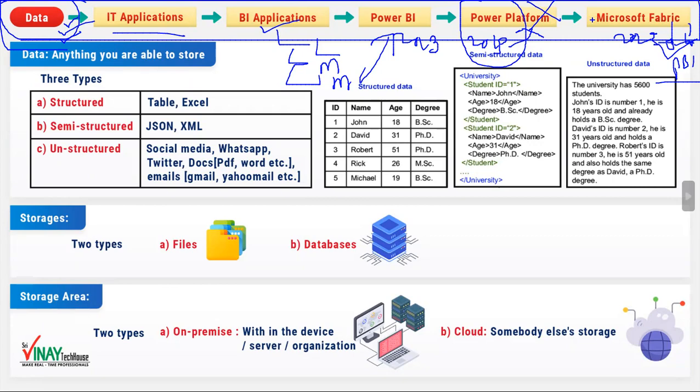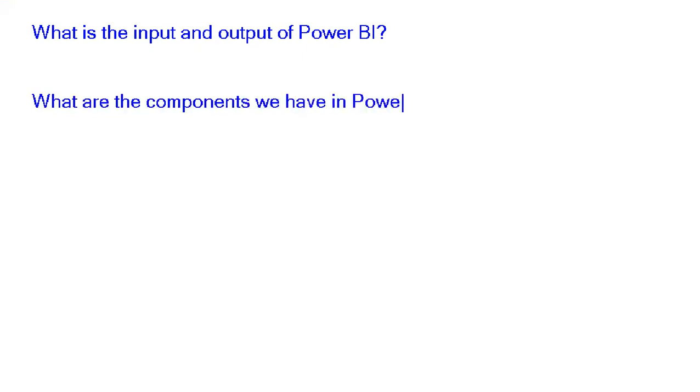And what I'm going to cover today. Today, these are the things I'm going to cover. What is the input and output of Power BI? Yesterday itself I covered the difference between MSBI and Power BI, so today I'm not going to cover it again. So, what is the input and output of Power BI? What are the components we have in Power BI?